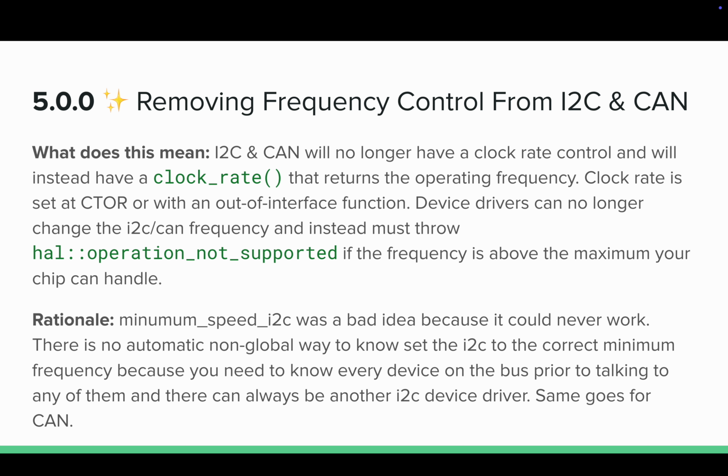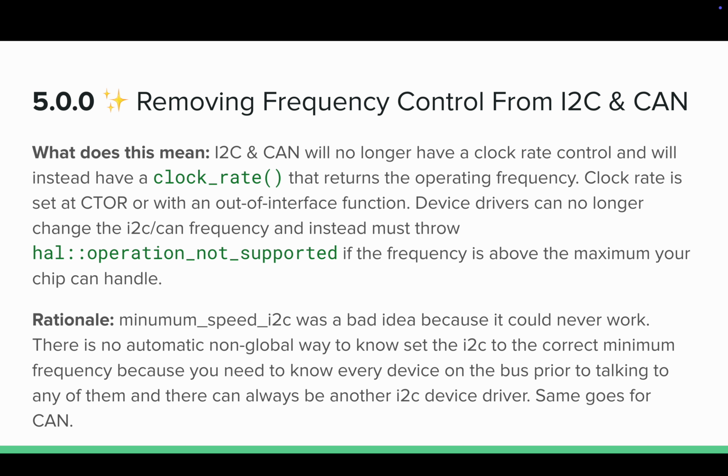But yeah, what does this mean? You'll no longer be able to control the clock rate. Right before, we had a configure and you'd be able to control the clock rate there. Now that will be gone. So CAN, which had only one configuration option, which was clock rate or baud rate, that's now removed. So there's no more configure for CAN anymore in 5.0.